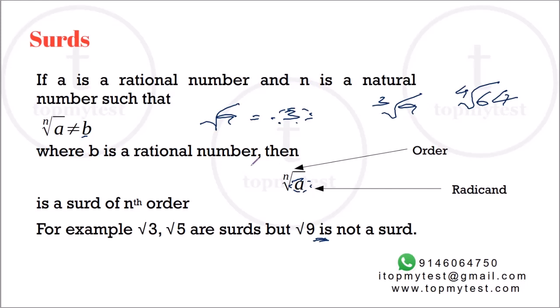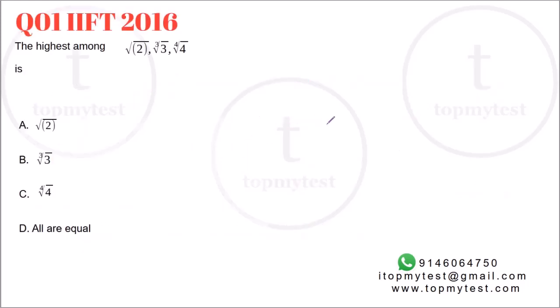So let's jump into some questions. The first one is from IFT 2016. It has come up in CAT also previously. Pretty straightforward question. Just like you solve it for fractions, finding out which of them is the highest is also not very difficult. So this is 2 to the power half, this is 3 to the power 1 by 3, 4 to the power 1 by 4.